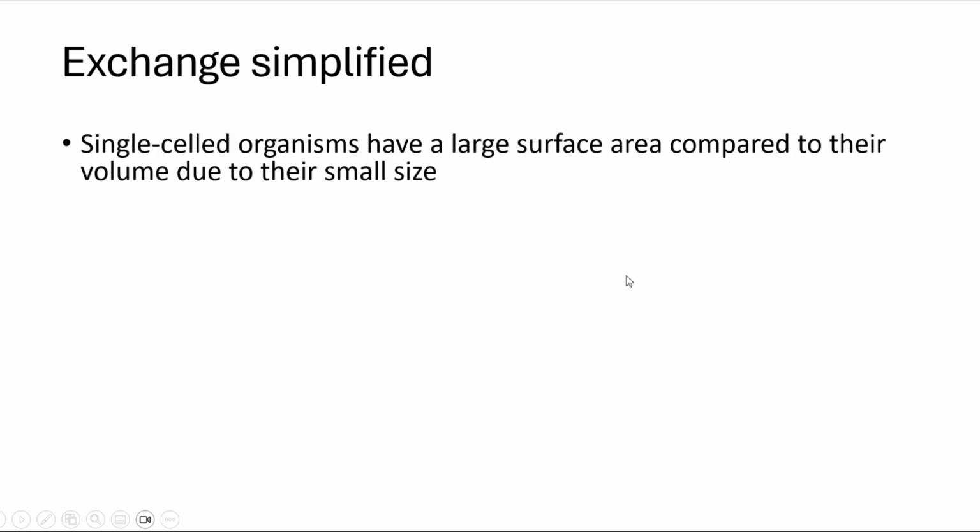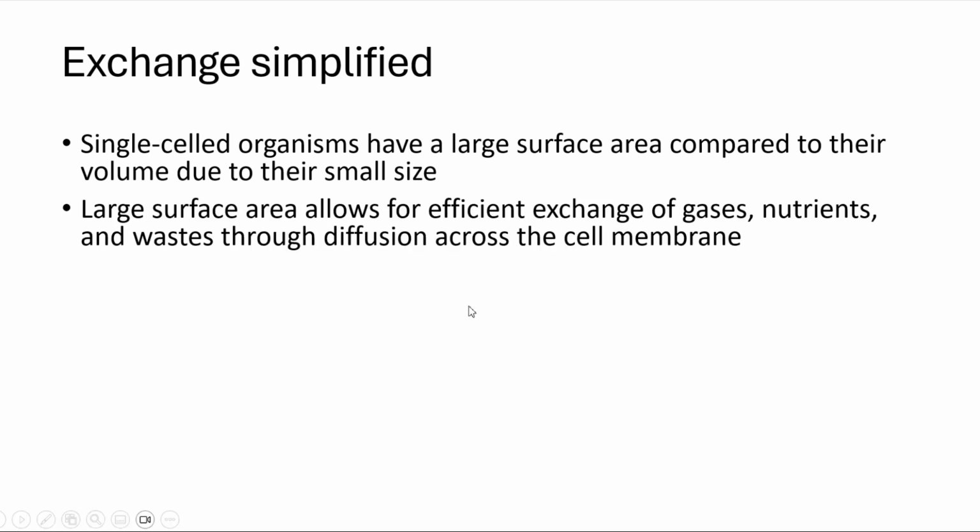Okay, so let me explain exchange quickly. Single-celled organisms have a large surface area compared to their volume. That's obviously due to their small size, so they've got a small volume. A large surface area allows for efficient gas exchange, because if you've got more area, you've got more room to interact with the gases. You know what I'm saying?